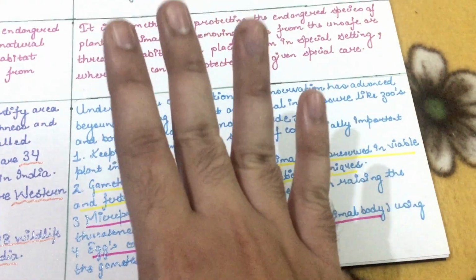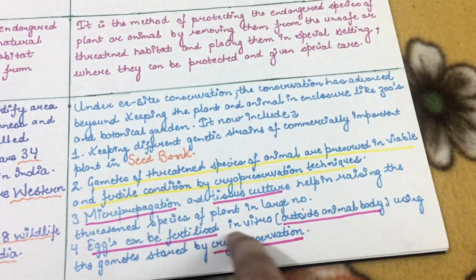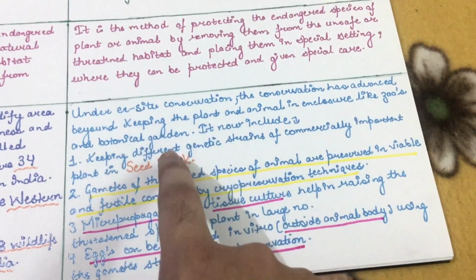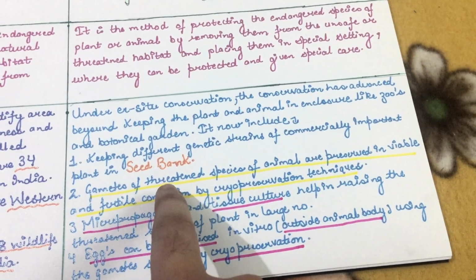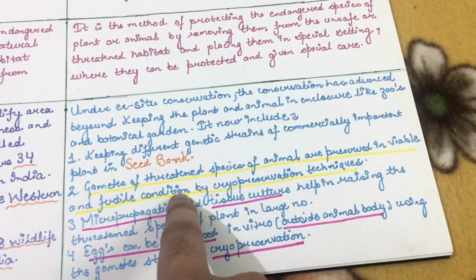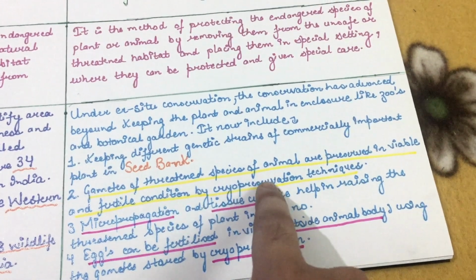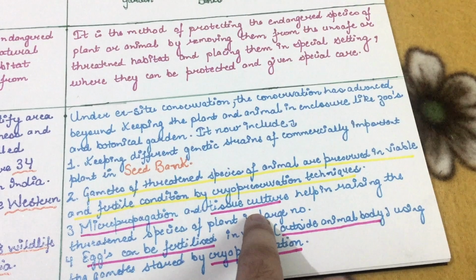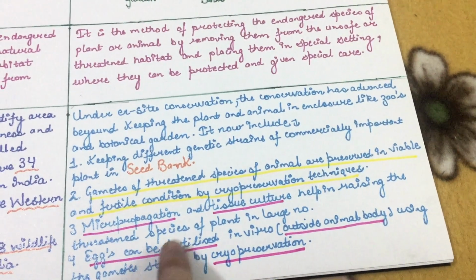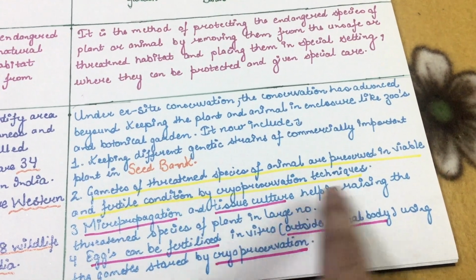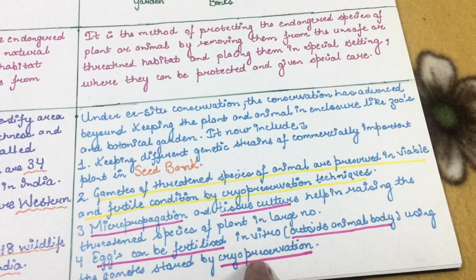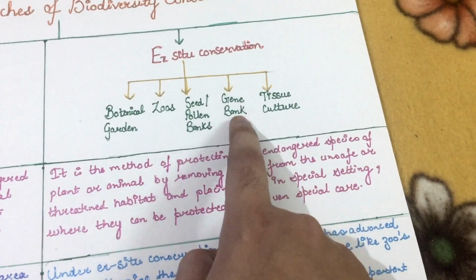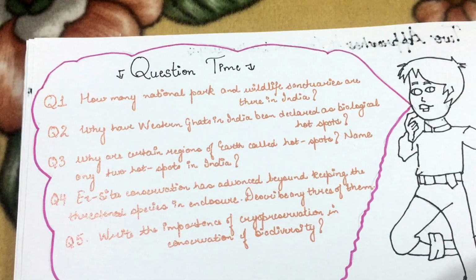So the 4 new techniques of biodiversity conservation under ex situ conservation are seed banks. Number 2, gametes of threatened plants and animals can be preserved by cryopreservation technique. Number 3, micropropagation and tissue culture. And number 4, eggs can be fertilized in vitro by using gametes from cryopreservation. Seed bank, gene bank, and tissue culture.